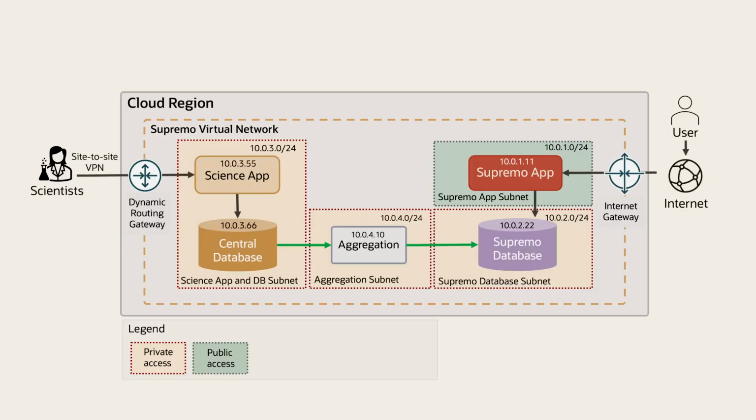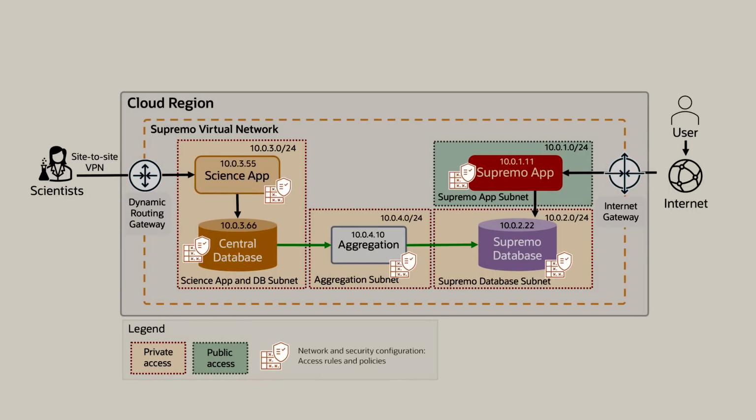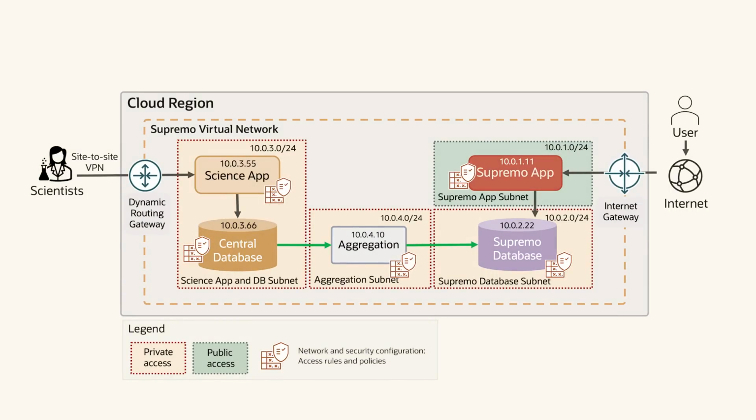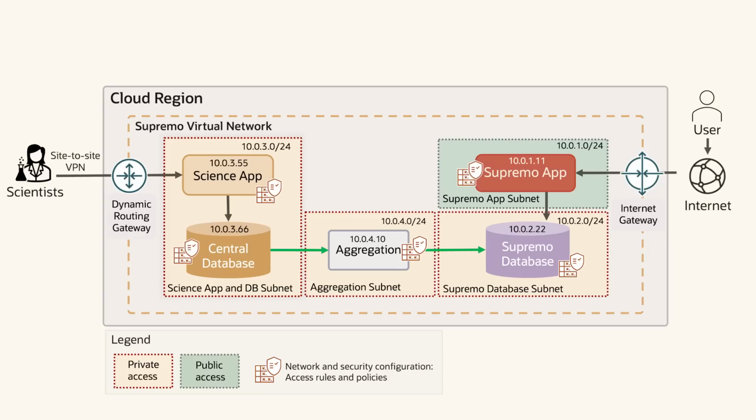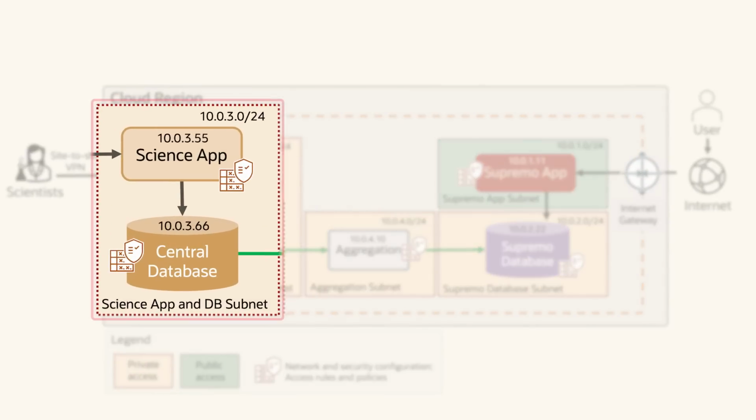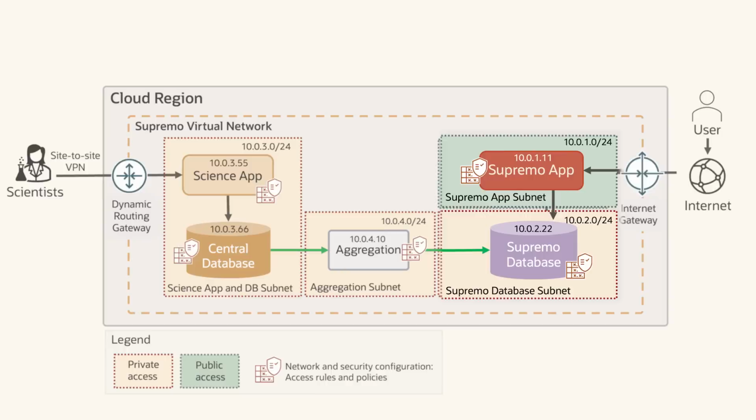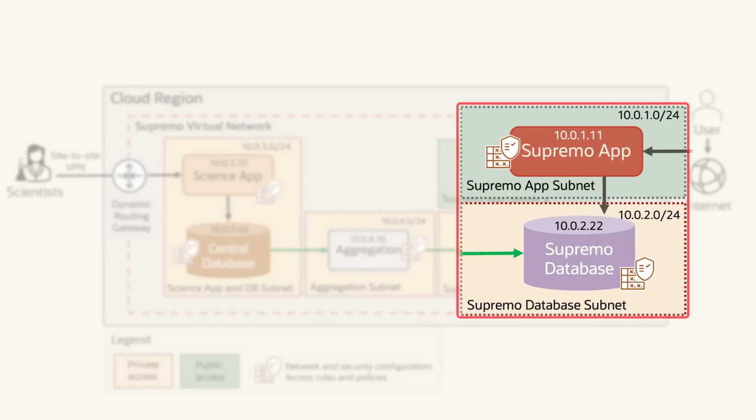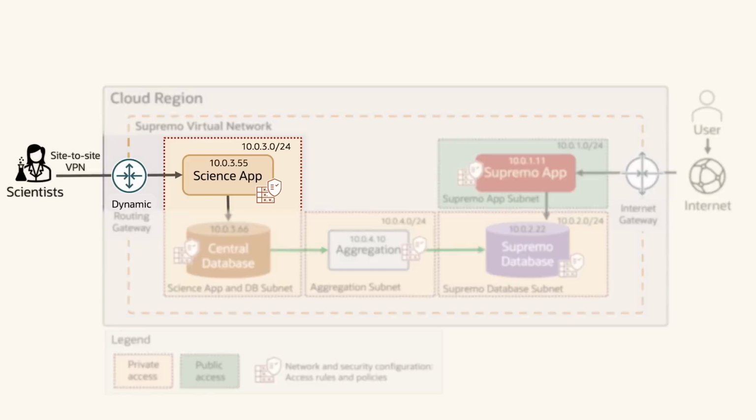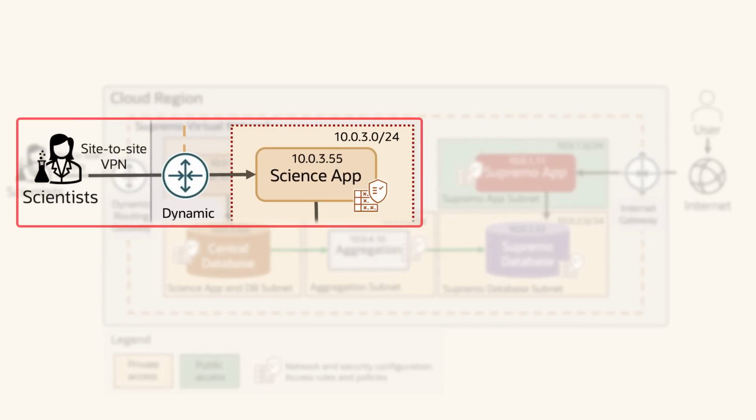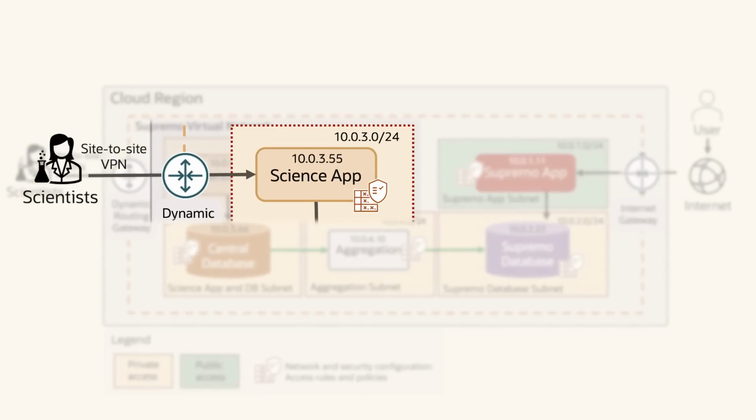Supremo has designed a service with cloud security best practices in mind, including strong data and network isolation. The private and sensitive data resides in a central database, which is isolated from customer traffic and the internet. Data for customer access is aggregated into a separate public database. Selected scientists have sensitive data access via the Science app or VPN connection.